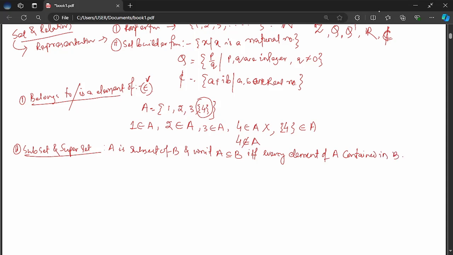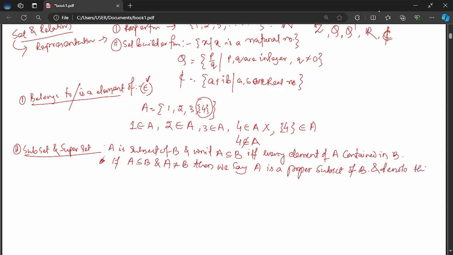And also, if A is a subset of B and A is not equal to B, then we say A is a proper subset of B, and denote this as A subset not equal to B, or A simply subset B.